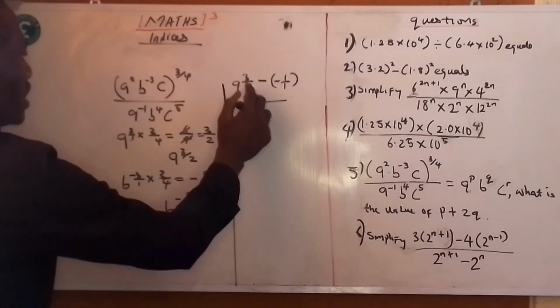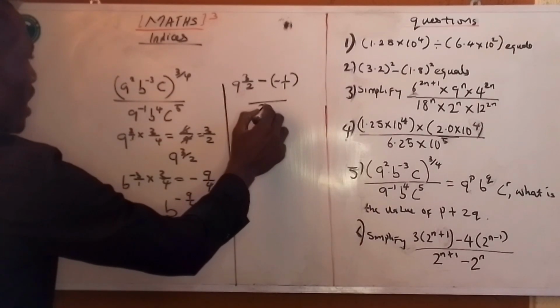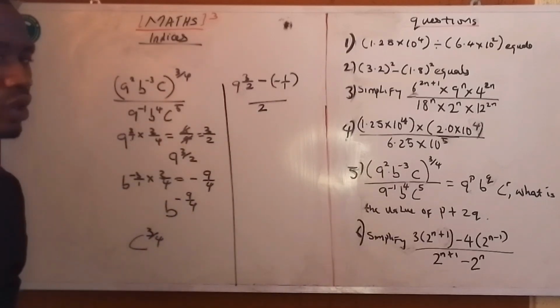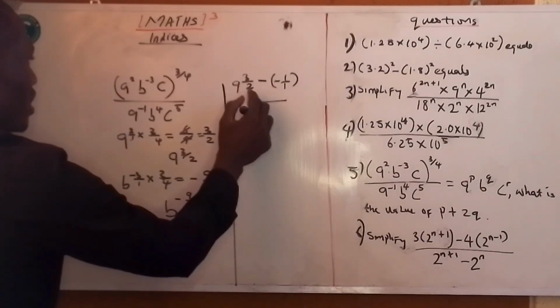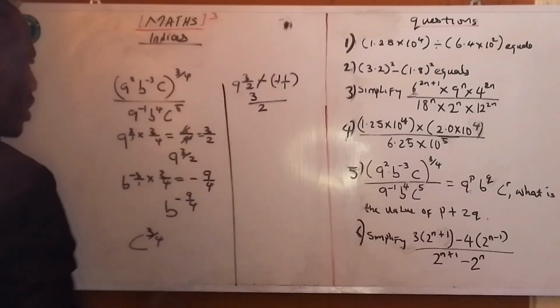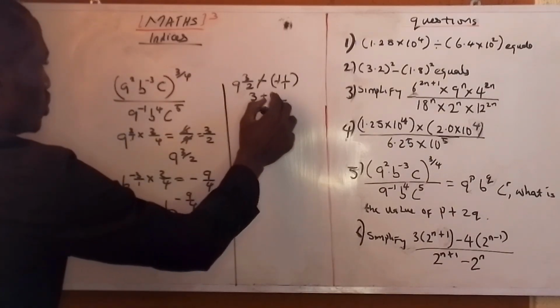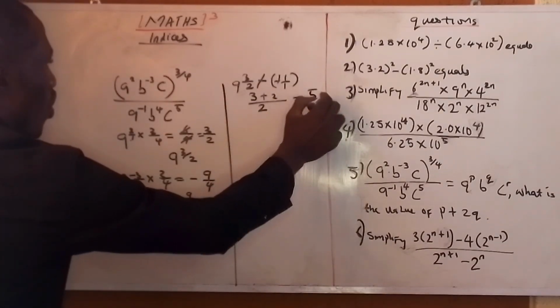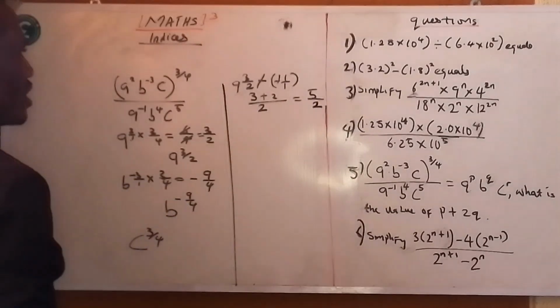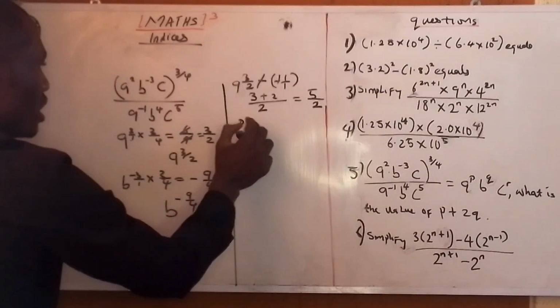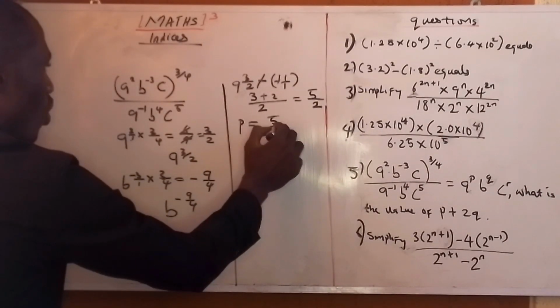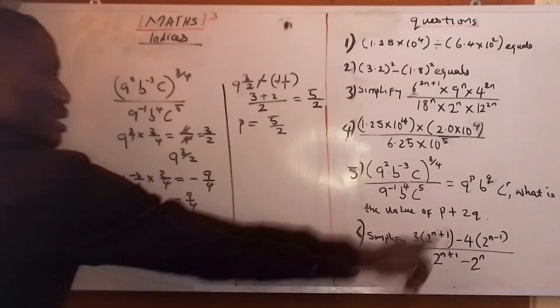So what we're going to do is that 2 is the LCM. 2 divided by 2 is 1, and 1 times 3 is 3. Minus, we cancel minus. You see that? 2 divided by 1 is 2, and 2 times 1 is 2. So plus 2, so this is 5 over 2. Having said that, we will know that P is equivalent to 5 over 2. So that is the value of P.